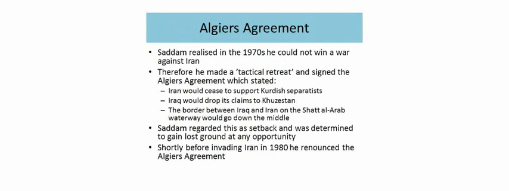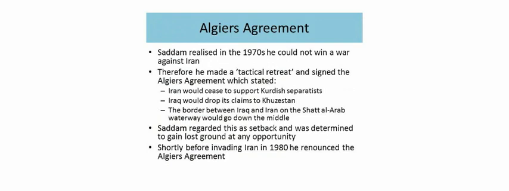What happens that is meant to resolve this dispute is something known as the Algiers Agreement. This was an agreement between Iraq and Iran, signed in the mid-1970s, that I guess gave equal rights to this waterway. Saddam realized in the 1970s that he couldn't win a war against Iran.